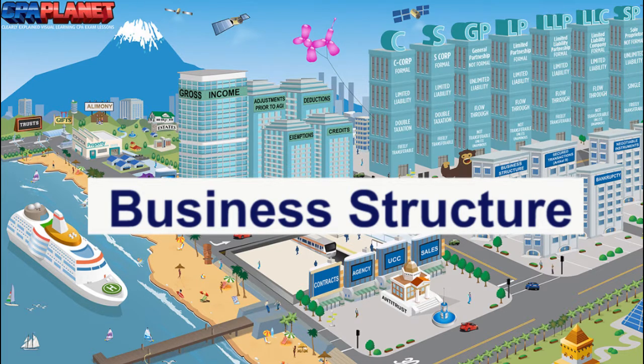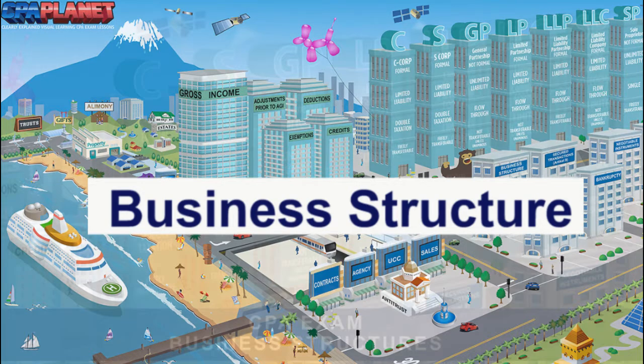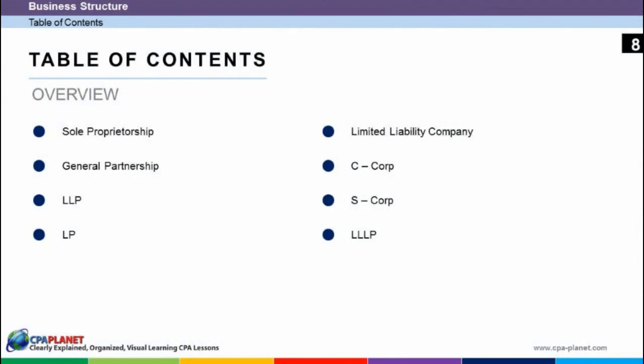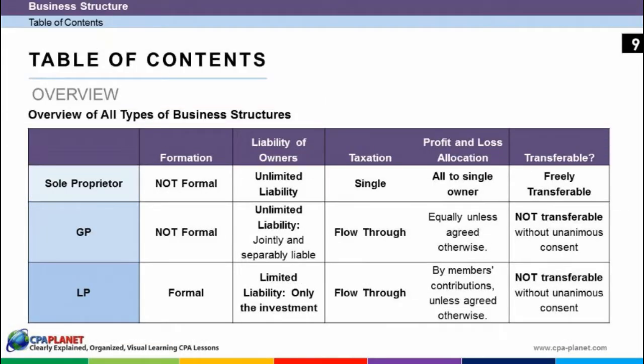Okay, business structure. When we talk about business structures, we talk about different business entities. We've got sole proprietorship, general partnership, limited partnership, limited liability partnership, limited liability company, C Corp, S Corp, and limited liability limited partnership. So let's go through these. We've got an overview of all types of business structures.